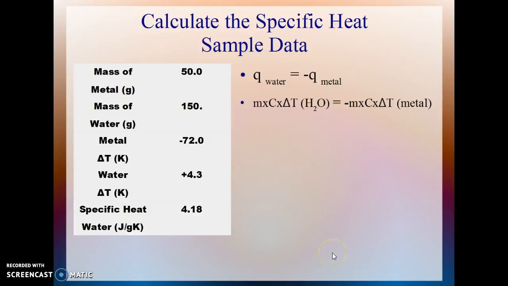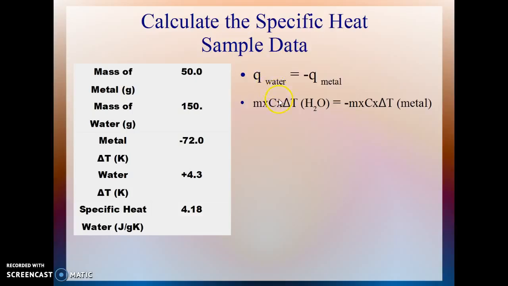Now, how do you calculate the specific heat capacity? We'll use some sample data here. We know that the heat that is gained by the water is equal to the negative value of the heat that is lost by the metal. If the metal loses 1,000 joules, then the water gains 1,000 joules.